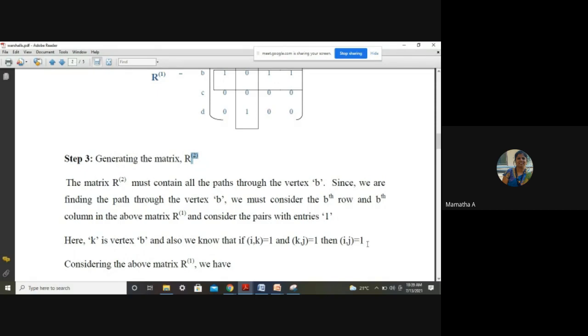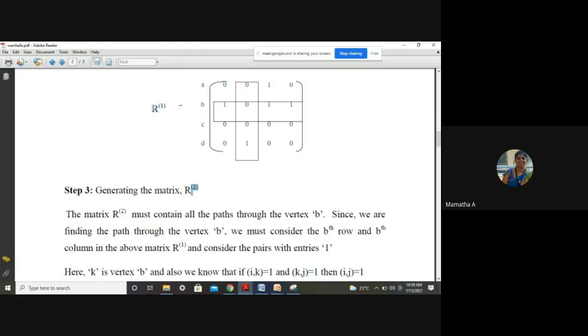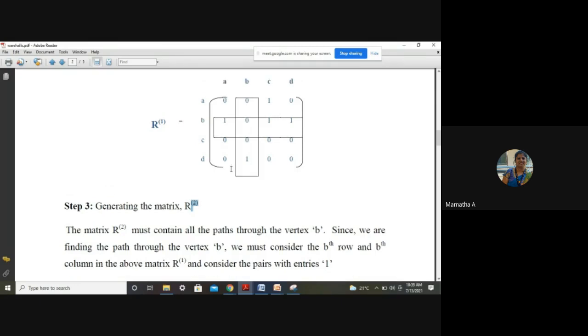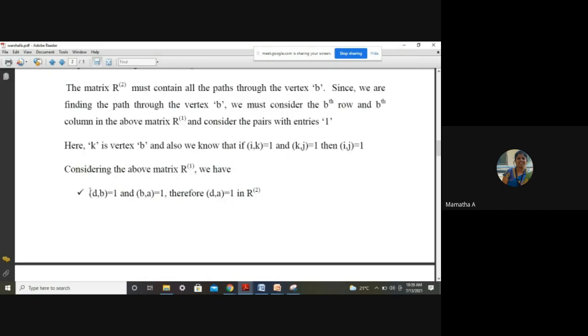Isn't it? Now consider the matrix R1. Tell me what is my first combination that I consider? First, I should take the entries in the column combined with the entries in the row. Tell me, what is the first combination? D comma B, ma'am. D comma B equals 1, combined with B comma A equals 1. Yes, the first combination we have is D comma B equals 1 and B comma A equals 1.